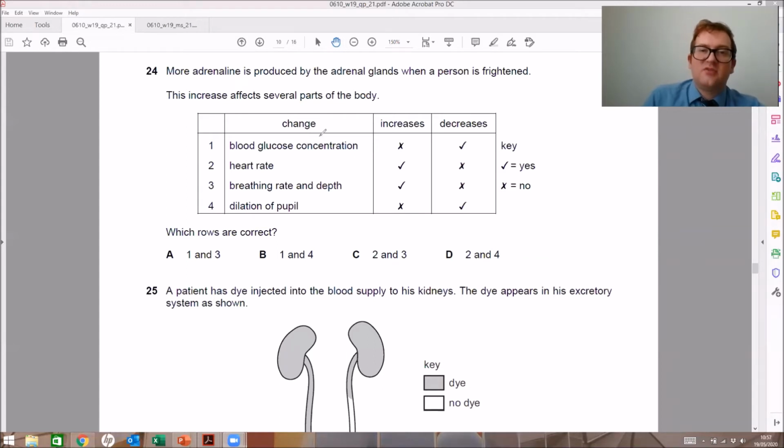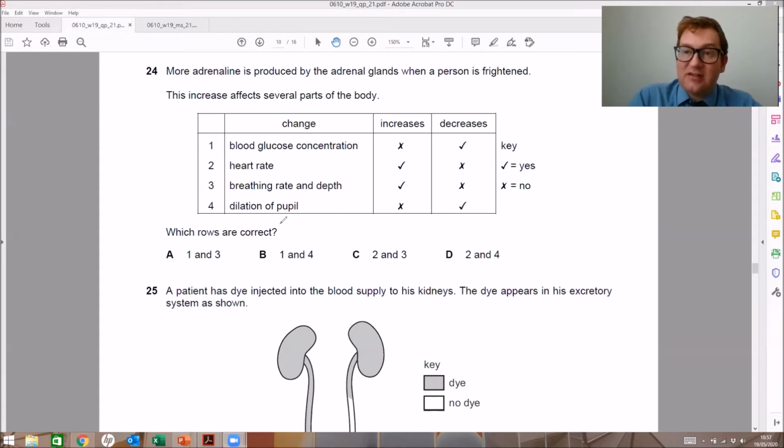Question 24. More adrenaline is produced by the adrenal glands when a person is frightened. This increases effects of several parts of the body. So remember that adrenaline has these few effects. When your adrenaline increases, this causes you to breathe faster and deeper to allow more oxygen for respiration. So you have more energy released in case you need to run or escape something that you're afraid of.